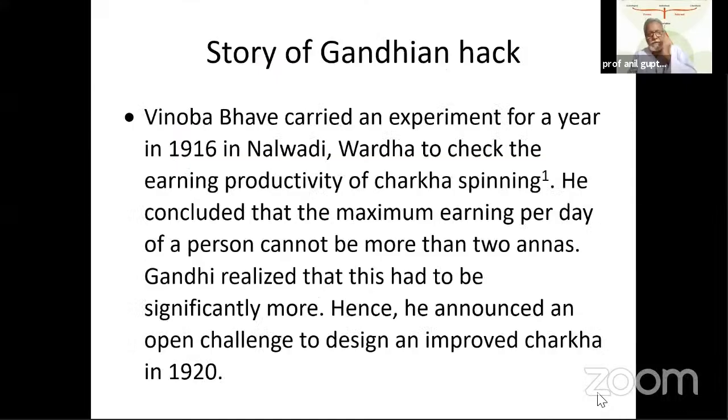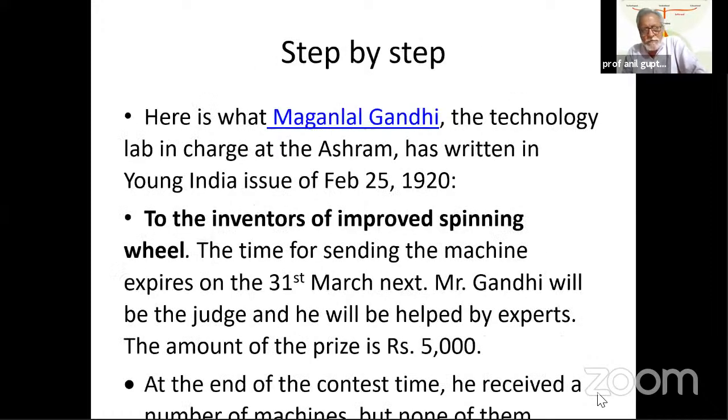So here's the story of what Gandhi did. In 1916, you know how I did an experiment to find how much productivity comes out of a spinning wheel, the old charkha. They found out that with 2 annas per day, poverty cannot be removed. Gandhi was very disturbed. He said, well, let's announce a competition. So on February 25, 1920, he announced a competition, and the announcement was of 5,000 rupees.